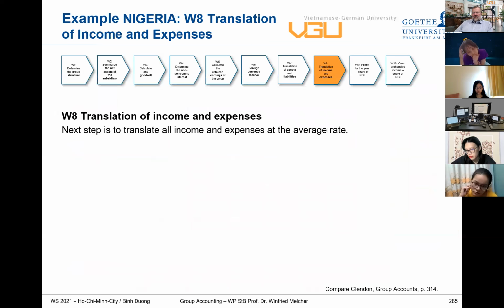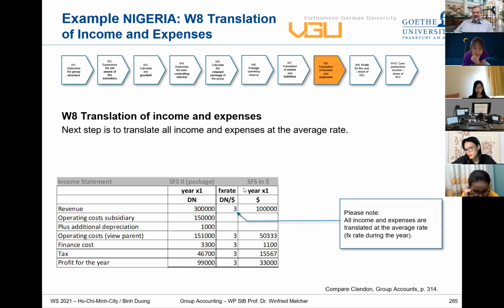Okay, then let's have a look at the income statement. But before we look at that, we have to calculate the translation of income and expenses. Well, that step is relatively simple, because we would just translate all income and expenses at the average rate. So that's the foreign exchange rate during the whole year, because that represents the period.